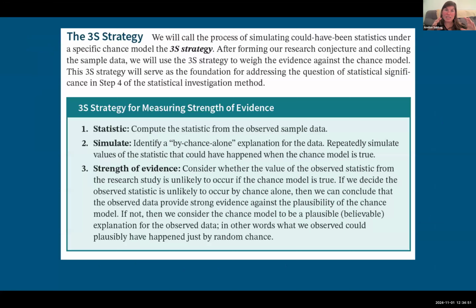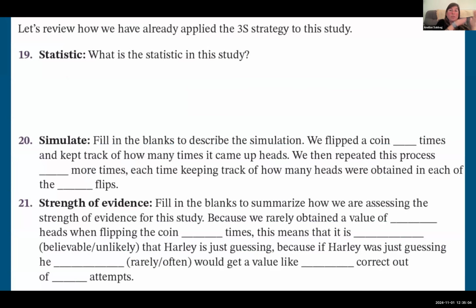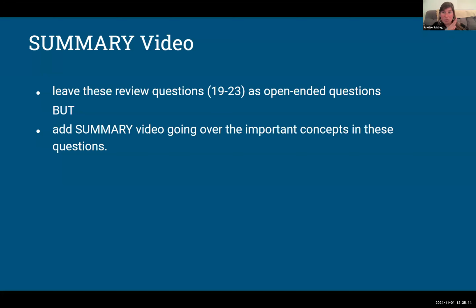So here we have, where would a summary video appear? At the end of this activity, we guide the students to a little review where we talk about the idea of the 3S strategy, which is something that they just did, right? The statistic, the simulation, and the strength of evidence. So in this example, students will just review what they did. They will provide, again, the statistic of 9 out of 10, the simulation, how they did it, and the strength of evidence. Maybe this is a good step to just leave those questions open-ended and add a summary video here going over the idea of the 3S strategy. This is a strategy that they're going to use in all the next activities in the course.